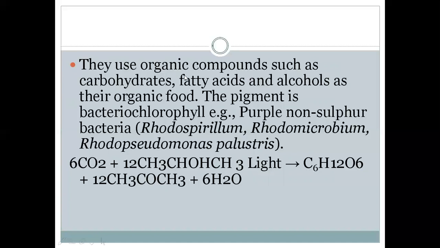In the previous slide, we have seen that these organisms, as the name heterotroph is involved, they are taking up organic compounds from the atmosphere. So, what kind of organic compounds are utilized by these organisms are carbohydrates, fatty acids, and alcohols. So, the pigment involved here is again bacteriochlorophyll, and the examples are purple non-sulfur bacteria, and this is the equation.